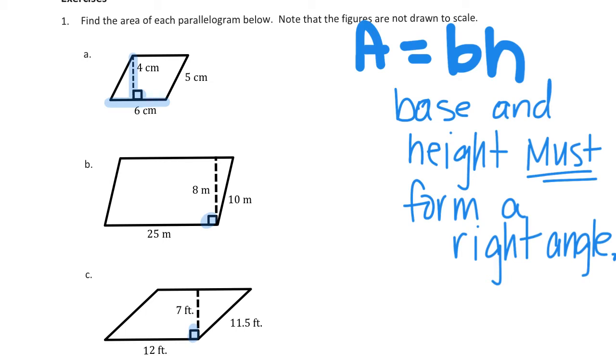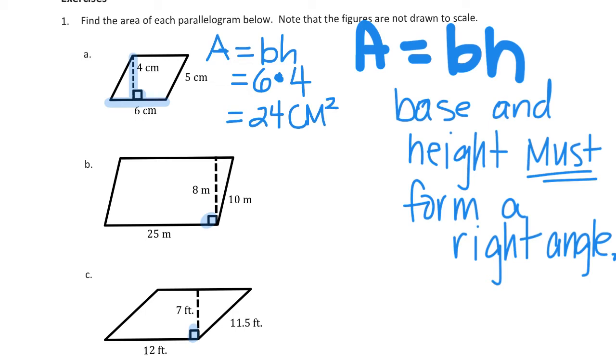So on this figure, my area is base times height, so my base is 6 centimeters, and my height is 4 centimeters. Six times 4 is 24, and my label is centimeters squared. Area is always squared, and we want to make sure the label comes after centimeters, not before, because I'm not squaring 24, I'm squaring the label centimeters.